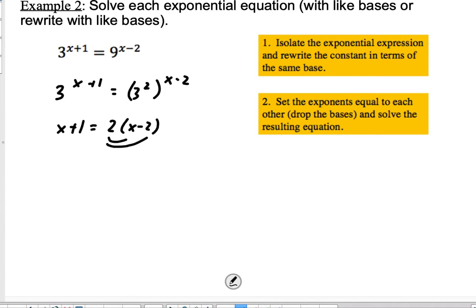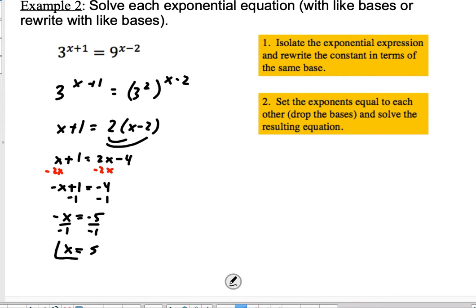Use your distributive property, distribute the 2 through, and then solve for x. So I'm going to get my x terms on the left-hand side. So I get negative x plus 1 equals negative 4. I'm going to move the plus 1 to the other side, so I'm going to subtract 1. Negative x equals negative 5. I need x equals, not negative x equals, so I'm going to divide both sides by negative 1, and I get x equals 5.